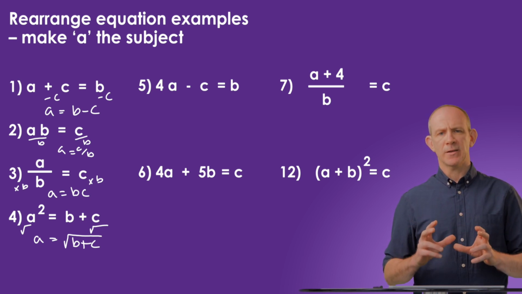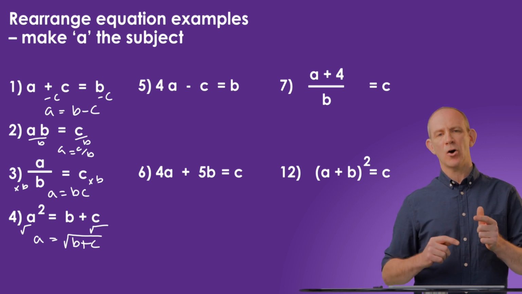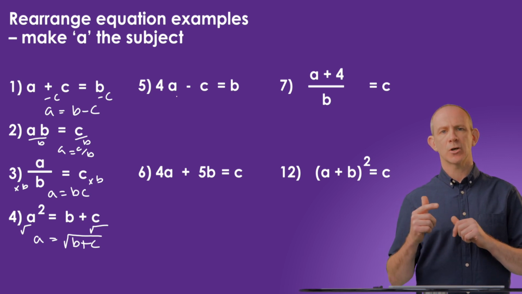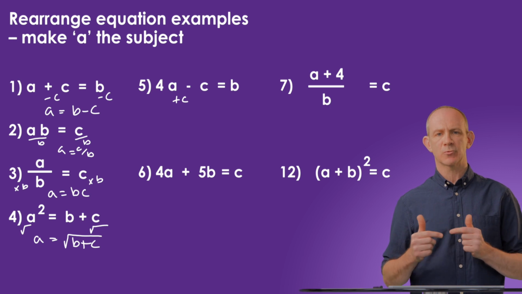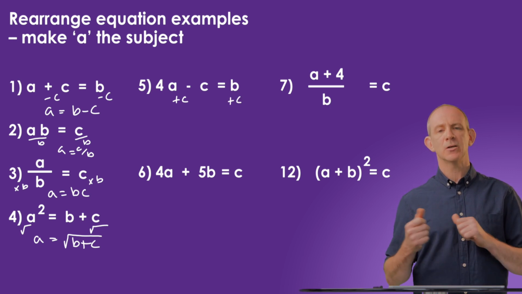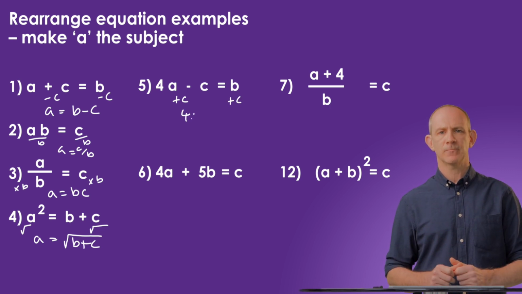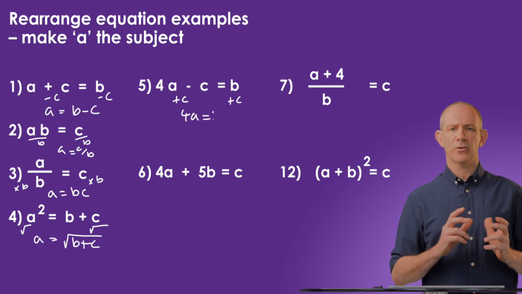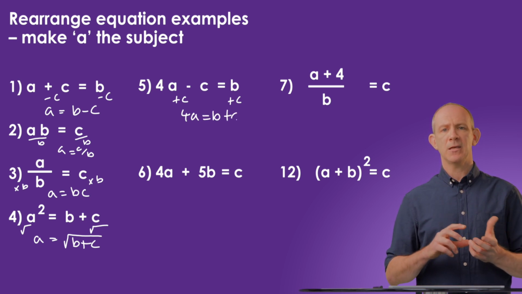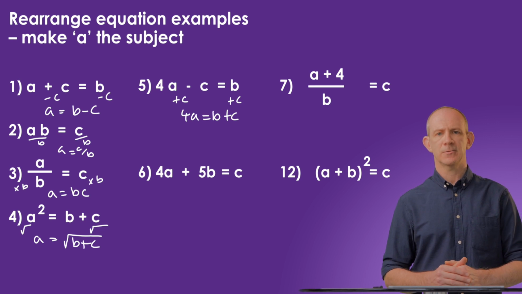We need to use BIDMAS to make sure that we do these in the opposite order, okay? So first of all, we're going to undo the addition and subtraction. So we've got a subtract C, so we're going to add C to both sides. So we end up with 4A on the left-hand side and B plus C on the right-hand side.